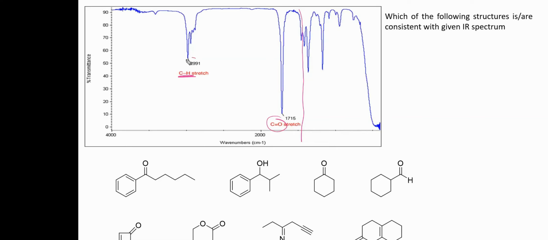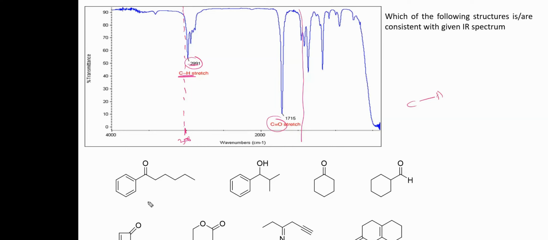So you have an IR that has the majority of signals below 3000. If you look at 3000, between 2000, 3000, 4000, and draw a straight line, you will see all the signals are below 3000 in this CH stretch region. You're talking about CH stretching in and out, not bending or any other modes of vibration. You also have a carbonyl that has a signal at 1715.